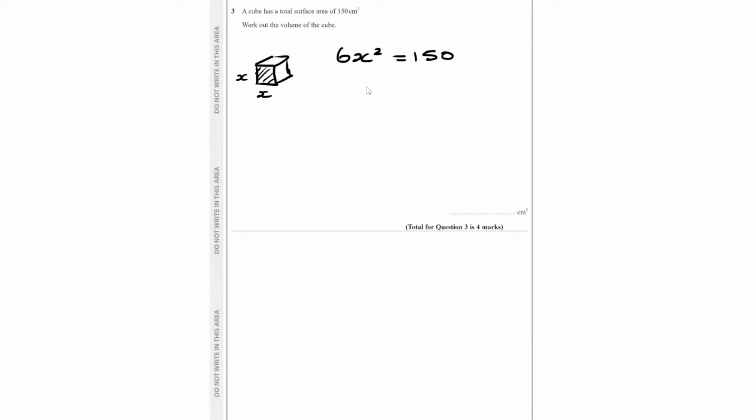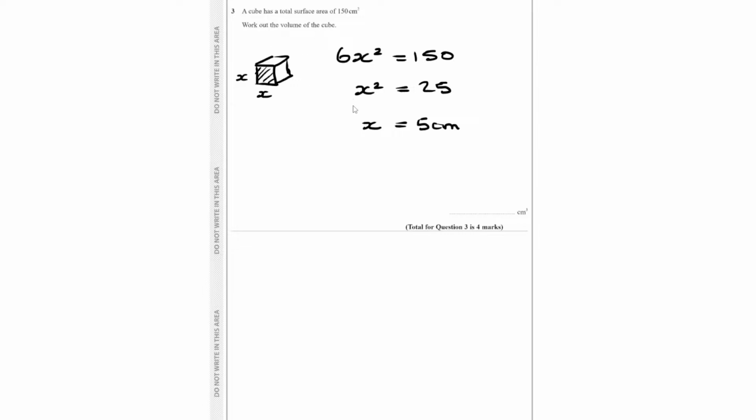So first of all, we'll divide by 6. So we get x squared. 150 divided by 6 gives you 25. And they've obviously chosen a number that we can now square root. So if we square root both sides, we obviously get x is 5 centimeters. So that is the side length of our cube.